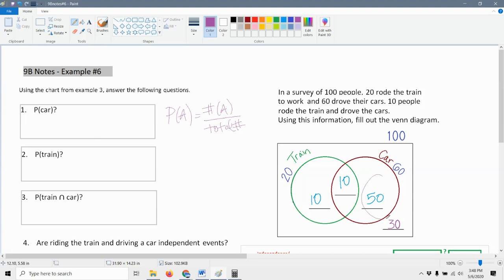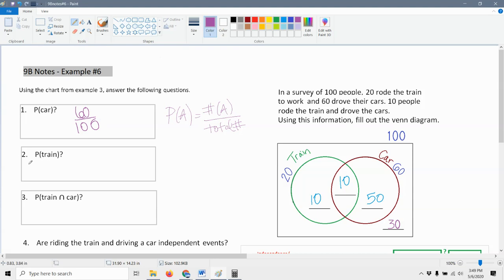And probably the biggest mistake students make is to use this number. But remember, car means everyone in the car circle. Okay? Everyone in the car circle. The car circle includes all of those people, even the people who also rode the train. So that's our car total, not just this part. So the number that we're going to write for that top number in our probability ratio is 60. Okay? What about on the bottom? Well, that's our total number of possibilities. That's 100.